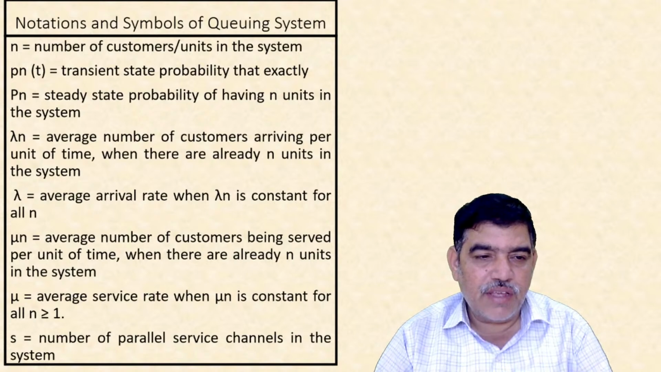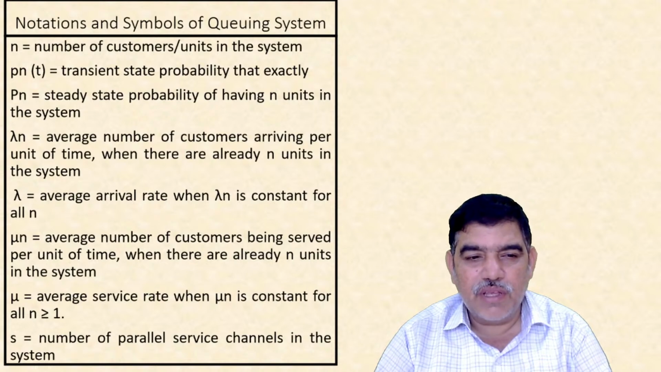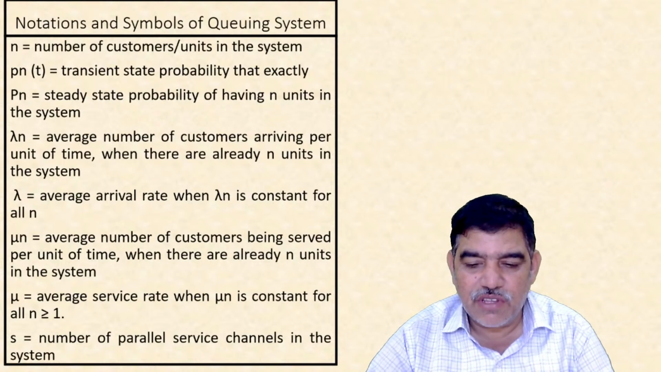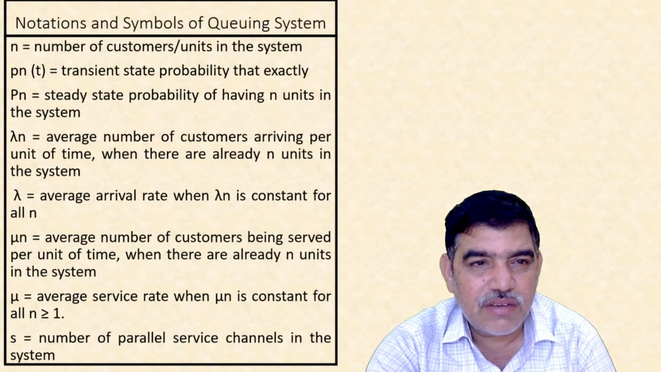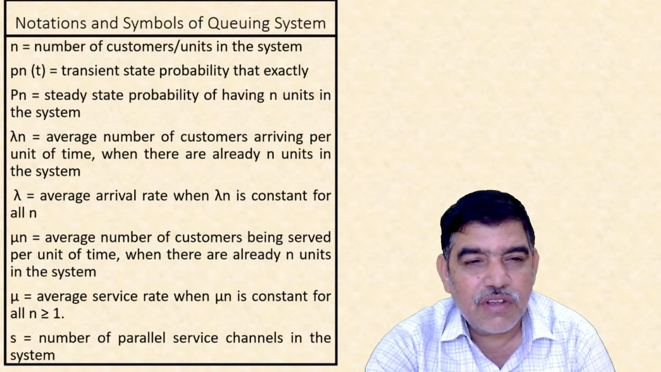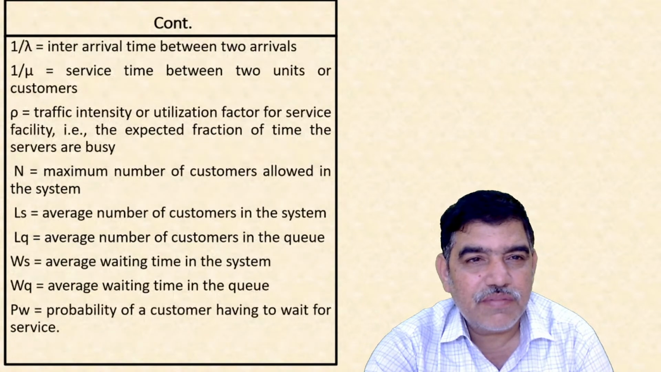Mu n equals the average number of customers being served per unit of time when there are already n units in the system. Mu equals the average service rate when mu n is constant for all n greater than or equal to 1. S equals the number of parallel service channels in the system. So these are the symbols we use for solving queuing problems.